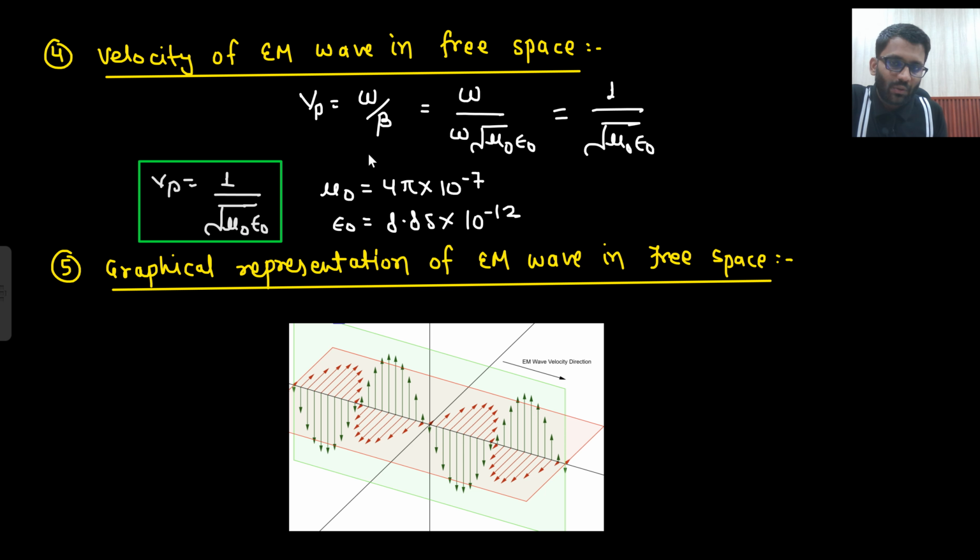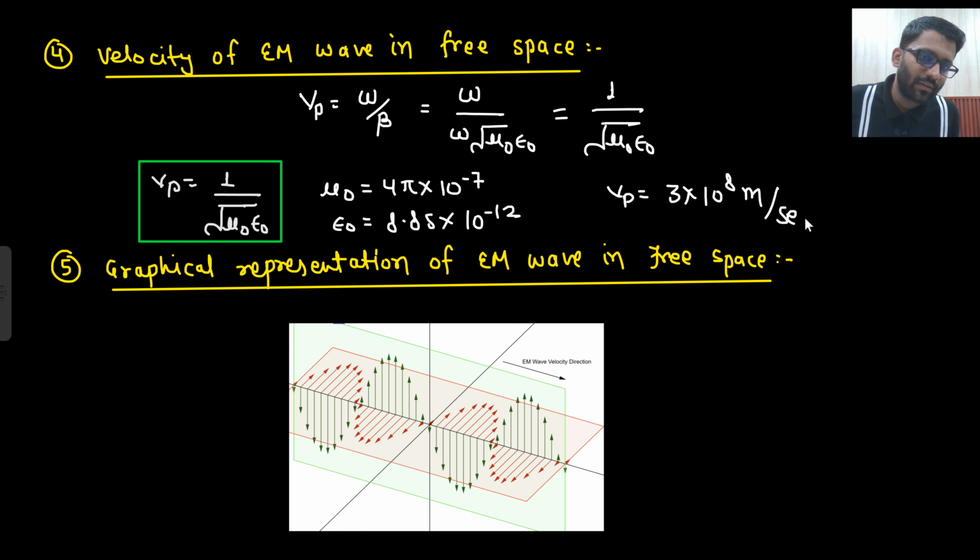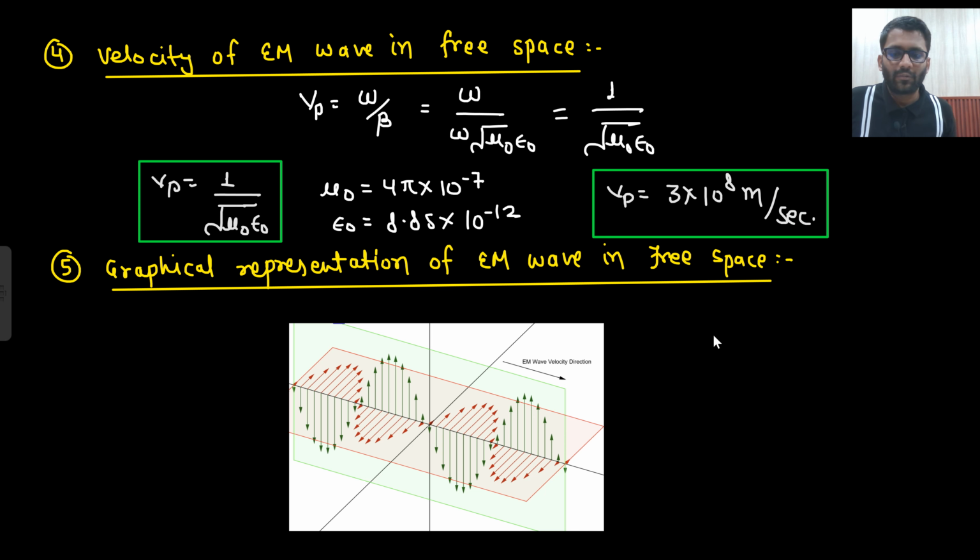So if you do this calculation, and you put 1 by under root, because mu naught is constant, epsilon naught is constant, under root is there, so this is a constant value. What are you going to get? Once you solve this, you are going to get Vp equals to 3 into 10 to the power 8 meter per second. So this is the answer. It is a constant velocity which is equal to the speed of light, 3 into 10 to the power 8 meter per second. So this you need to remember.